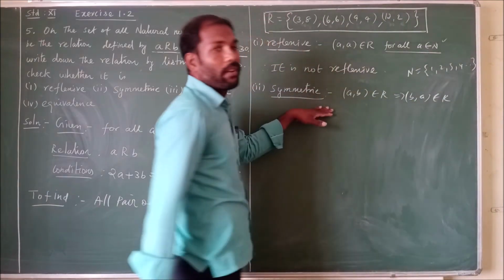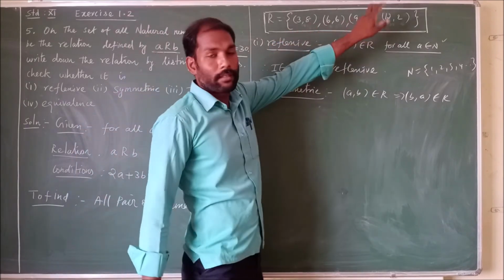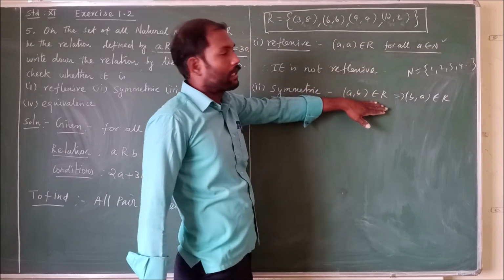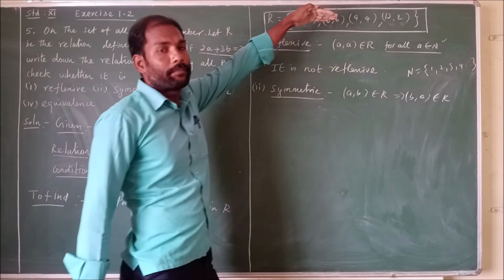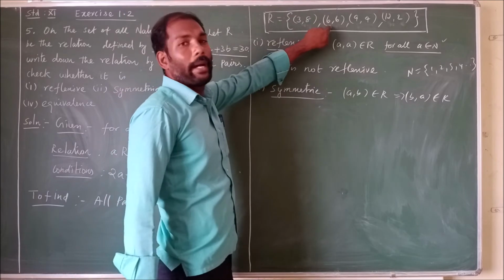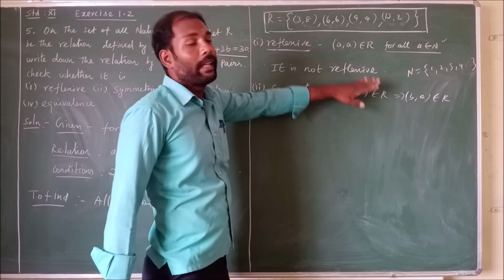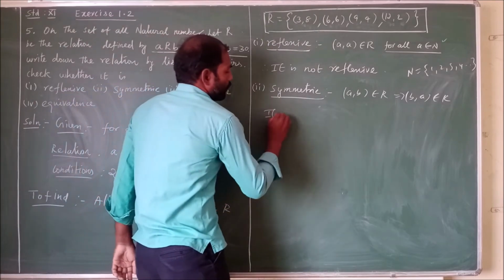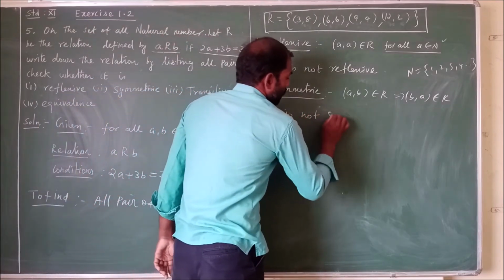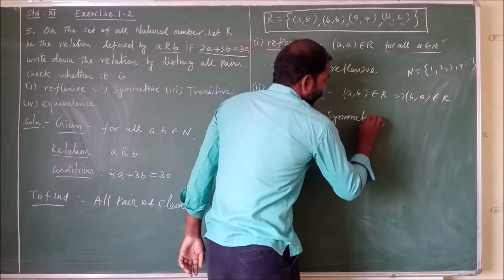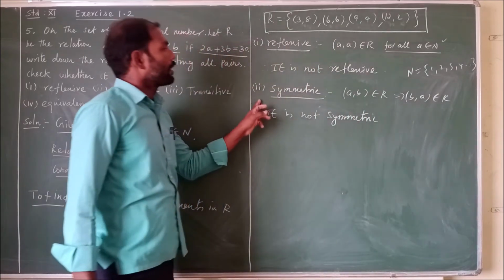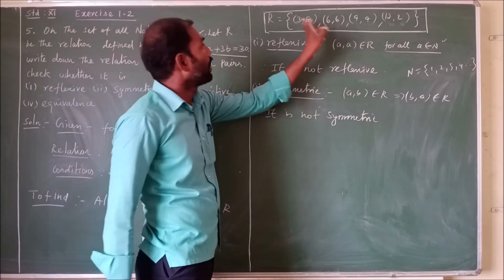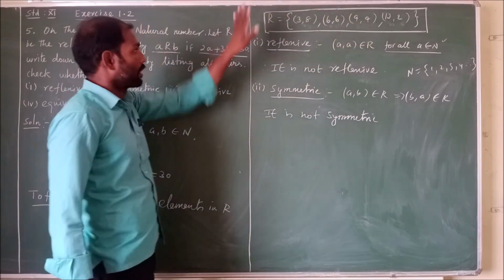The basic definition for symmetric is about all pairs. If all pairs satisfy this condition, it is called symmetric. If at least one pair does not satisfy this condition, it is non-symmetric. Clear? So it is not symmetric, because only one pair satisfies this condition and the other pairs do not.